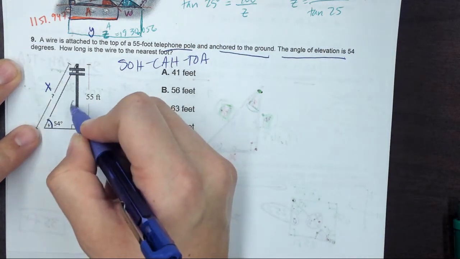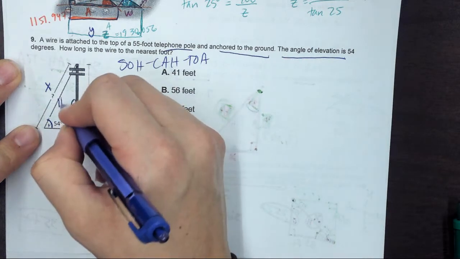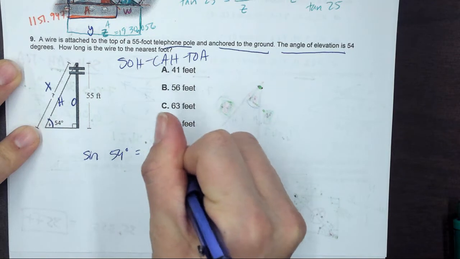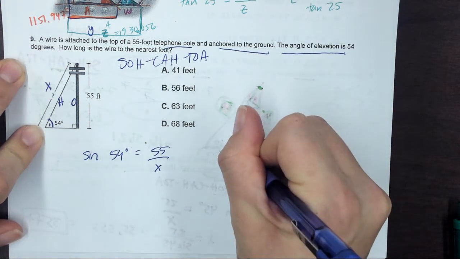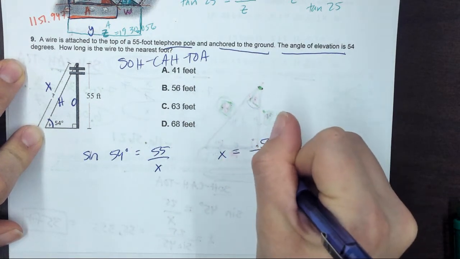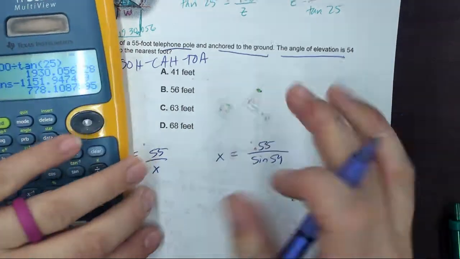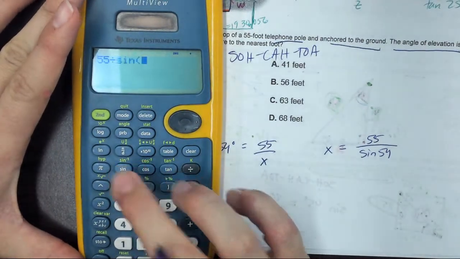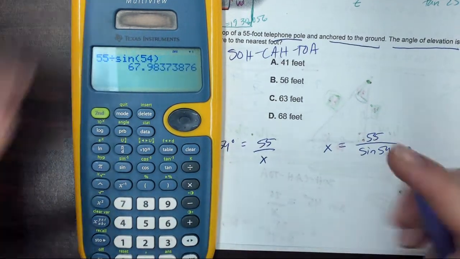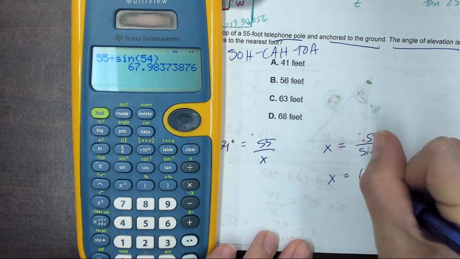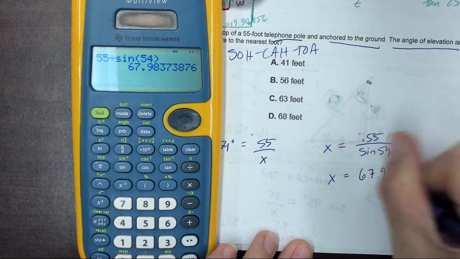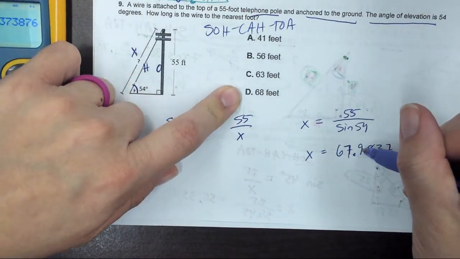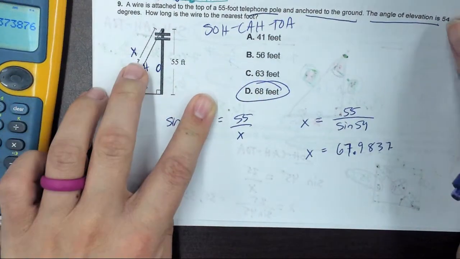Alright, so from here, the opposite side is here. The hypotenuse is here. I'm using sine: opposite over hypotenuse. I flip places and type it in my calculator. And x is equal to 67.9837, and so on. They said the nearest foot, so 67.98 is closest to 68. Done.